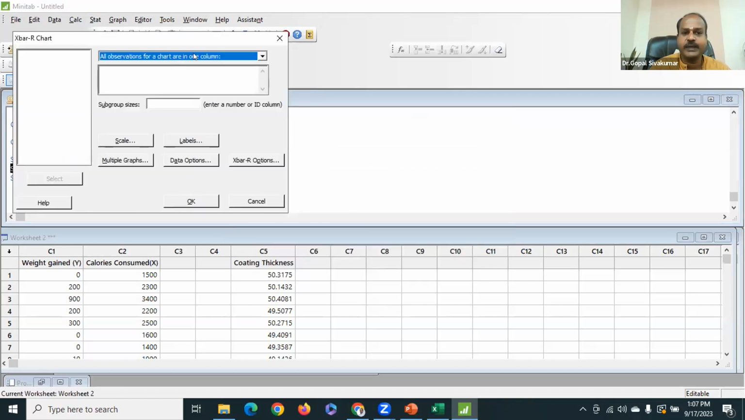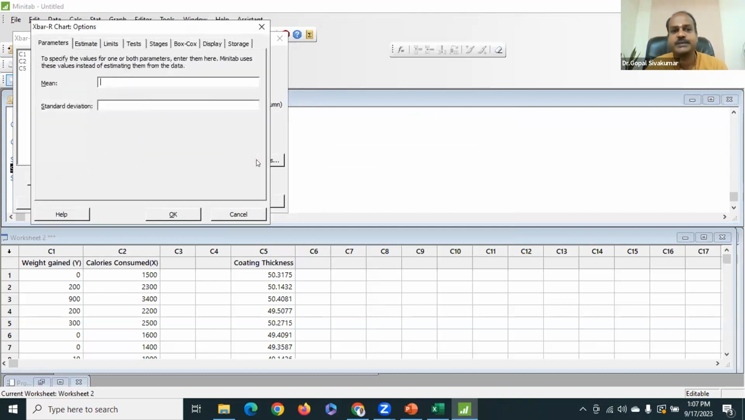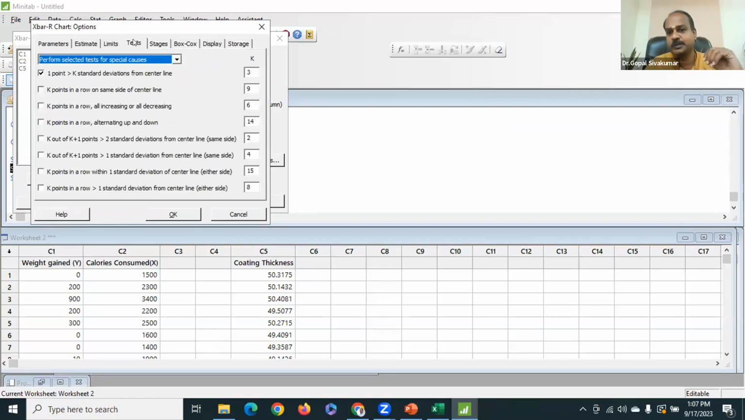Now it is asking me, how is your data? My data is in a single column. Now I click here. Which column is your data? Column 5. Now subgroup size. What is your subgroup size? 3. Now you have to go for the X bar R option. What are the tests you want to perform? There are several tests possible. Now I want you to learn only one test: whether a point is inside the control limit or outside the control limit. That is the first test you should do.